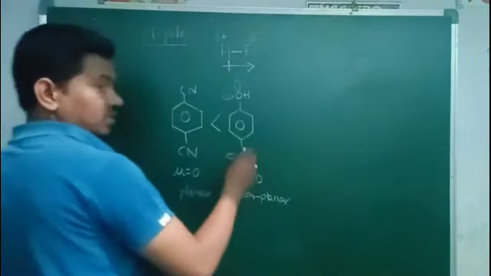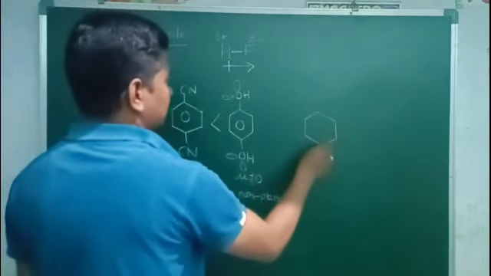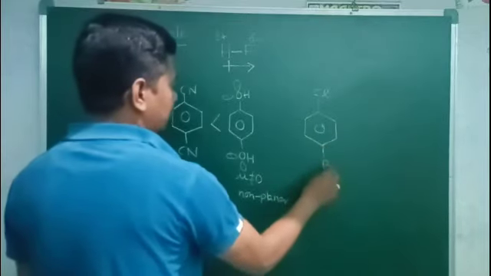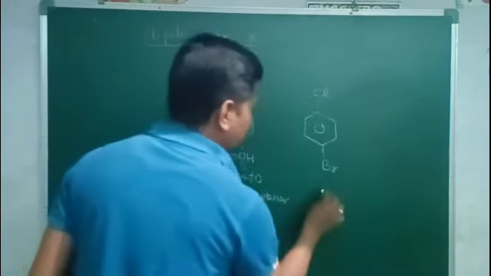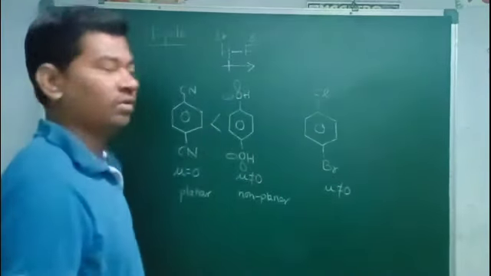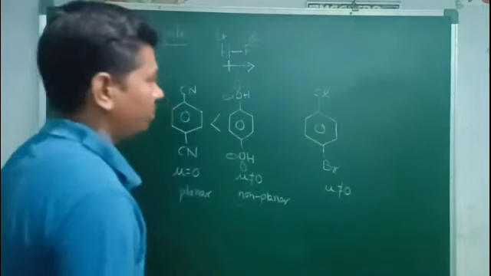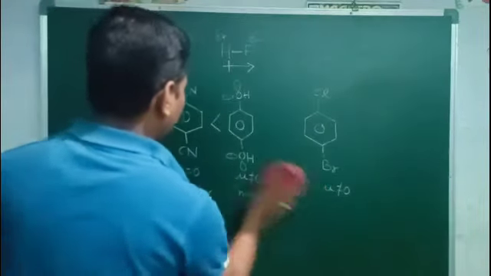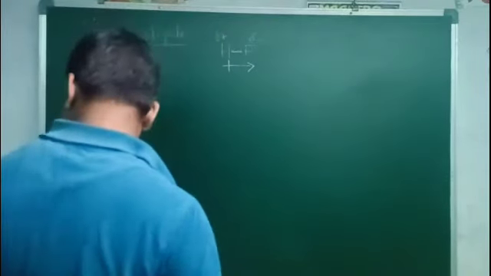Next, one more example we shall discuss. Here, on one side a chlorine atom and on the other side a bromine atom are present. In this case, mu is not equal to 0 because these two are not similar groups of atoms. One side is chlorine, the other side is bromine. In this case, mu is not equal to 0 because both are not the same. Okay, next example.